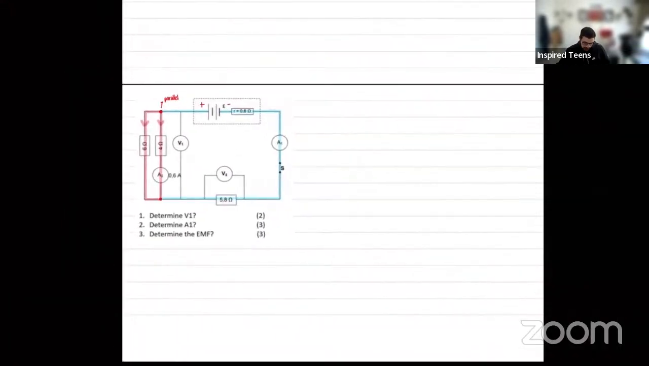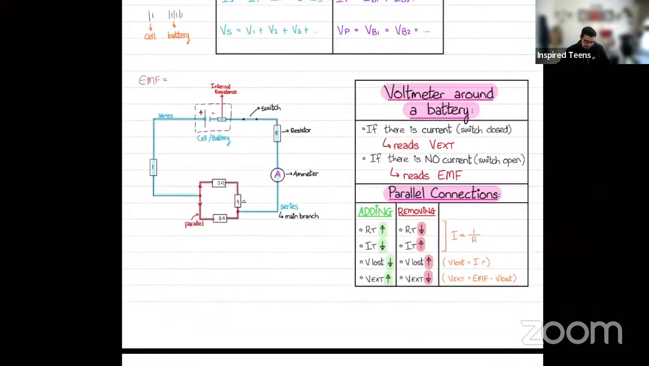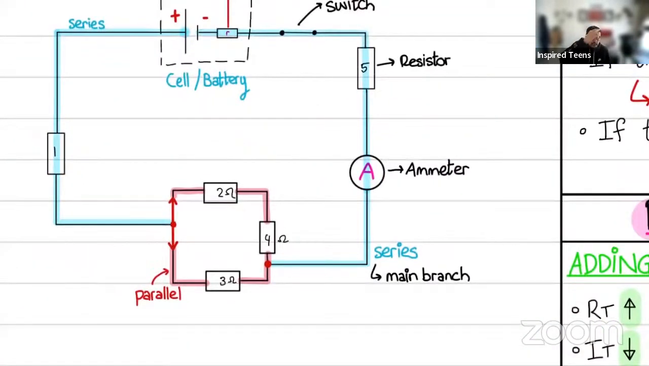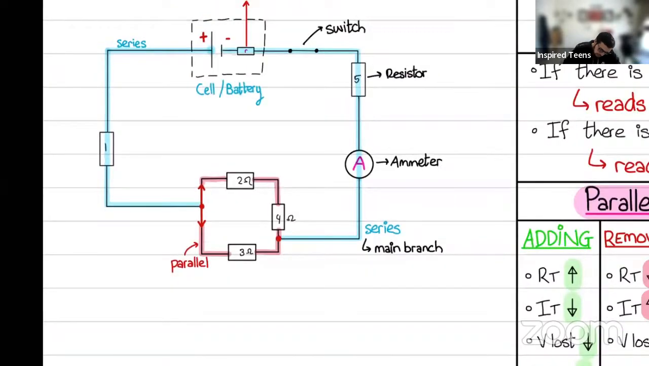Ignore voltmeters and ammeters. That's a neat little trick. Just follow it from the positive and don't get confused, however the diagram is. If it's upside down or inwards, it's confusing, but start at the positive terminal. As soon as you get to a split, that's my parallel branches.